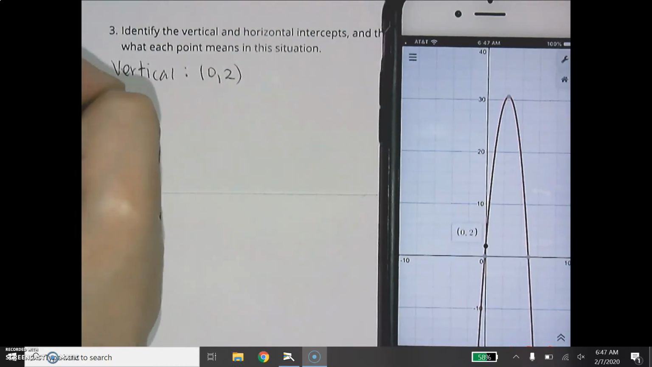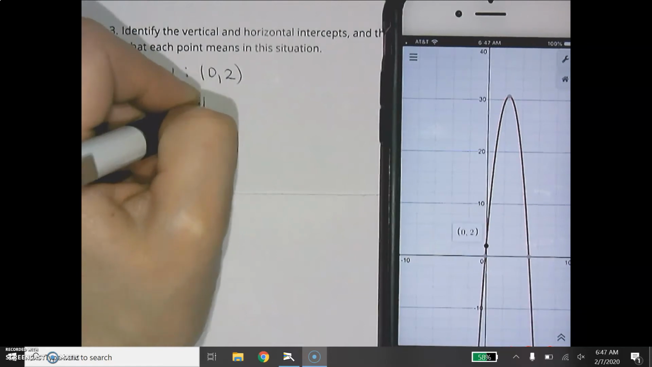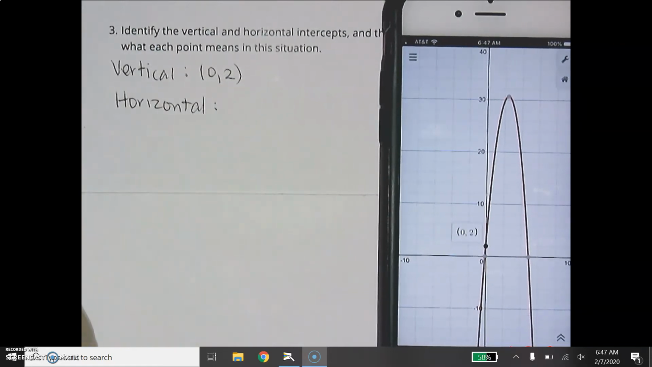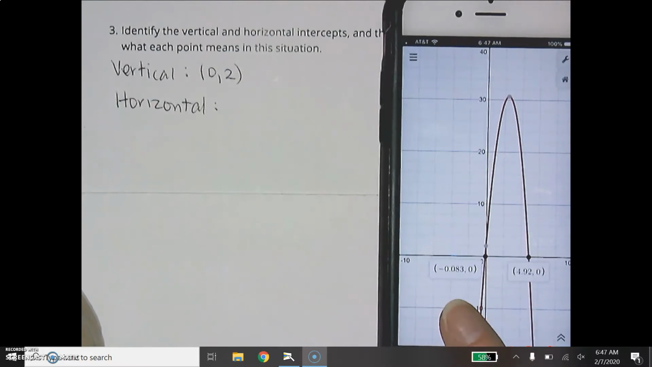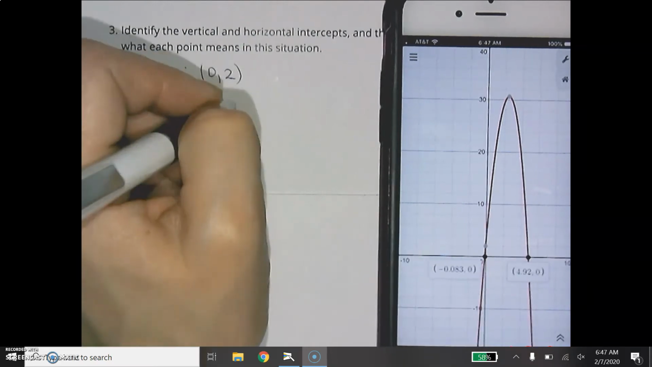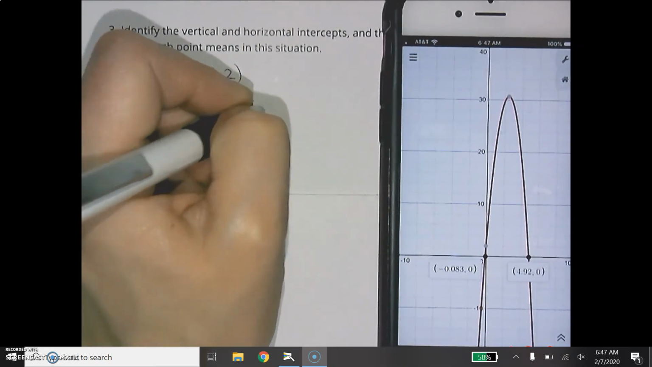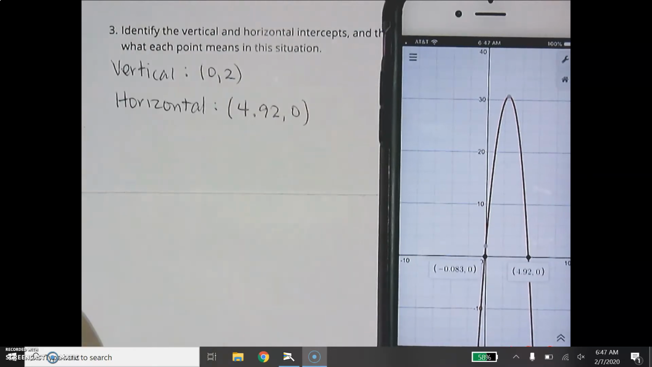The horizontal intercepts, remember that just means that you're on the x-axis. So if we're on the x-axis, now our first one is happening over here, but does that make sense in this situation? No, because it's a negative. So the only one that we care about is (4.92, 0). And what does that mean? That the pumpkin was in the air for approximately almost 5 seconds.